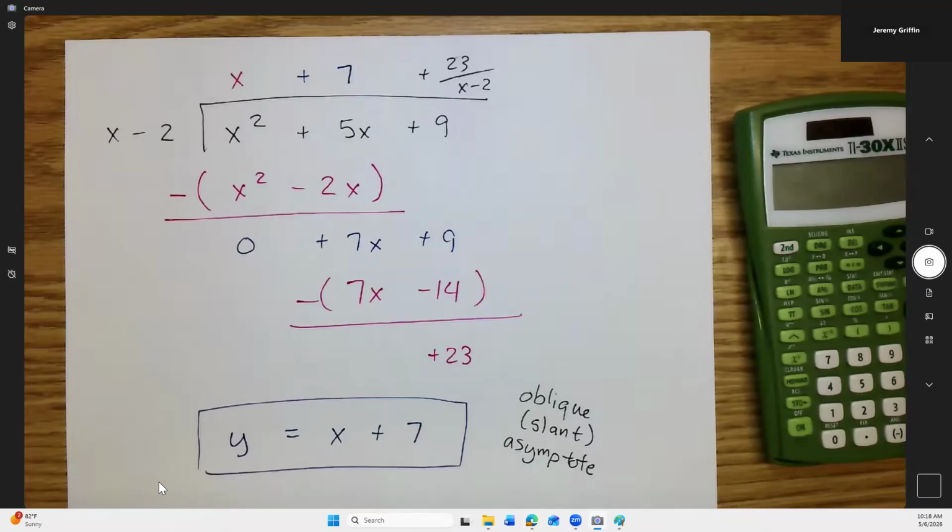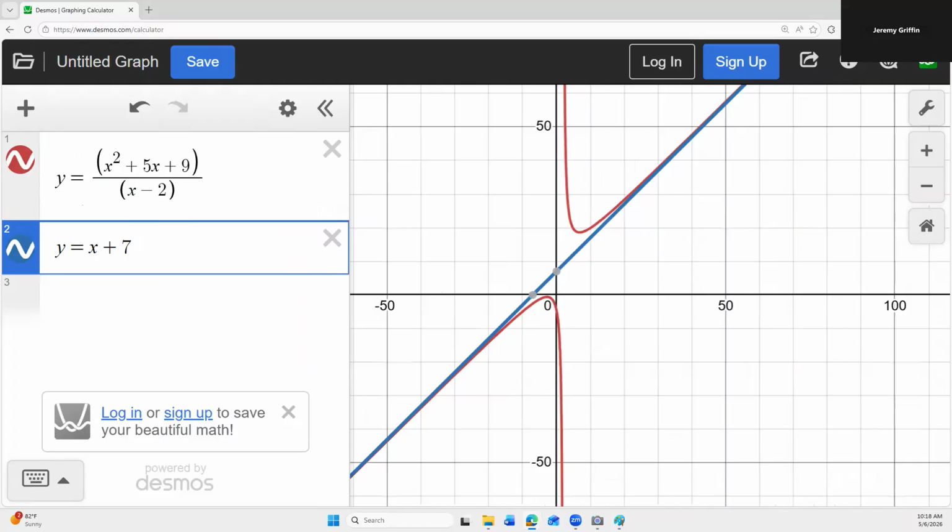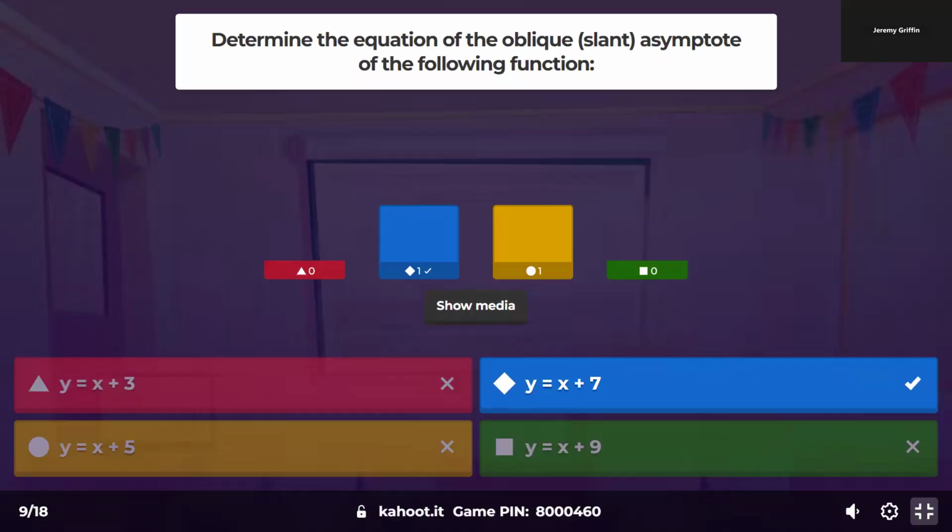Because the idea is, if you let x go to like 1,000, what would this asymptotically approach? And this little remainder bit would go to 0 eventually. Okay. All right.